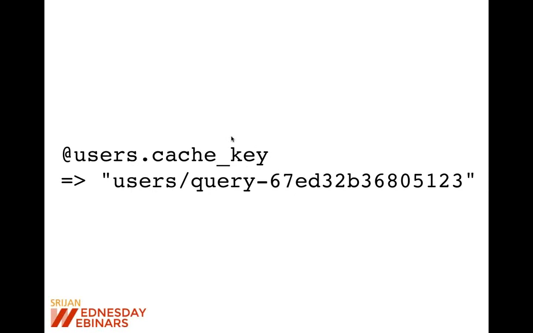If we run this, it gives us a string like this, where it's users/query, and then there is a hexadecimal, an alphanumeric combination of some characters. So this query will change. As we already saw, the result will change when something gets added or something gets removed. Internally, Rails will figure out that some new user has been added or deleted. It does that calculation internally, and figures out whether the cache has expired or not.